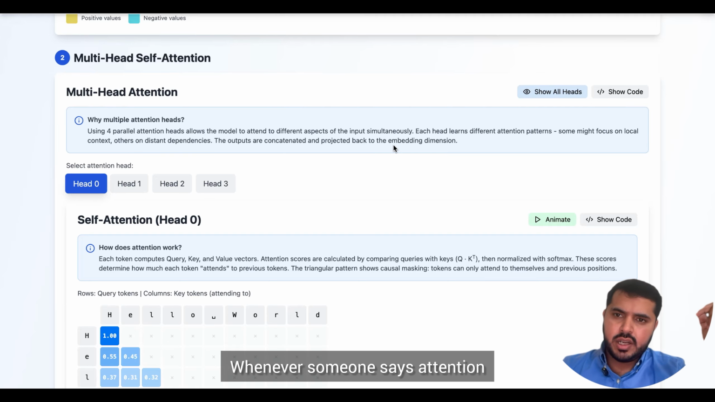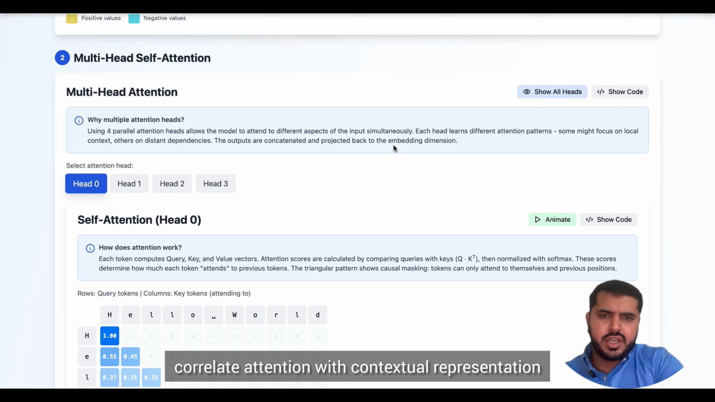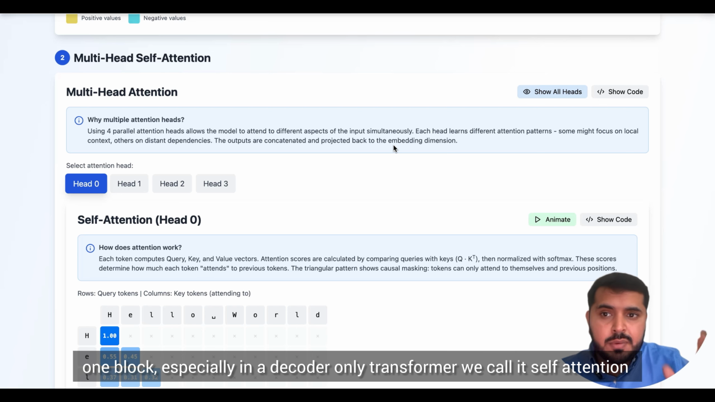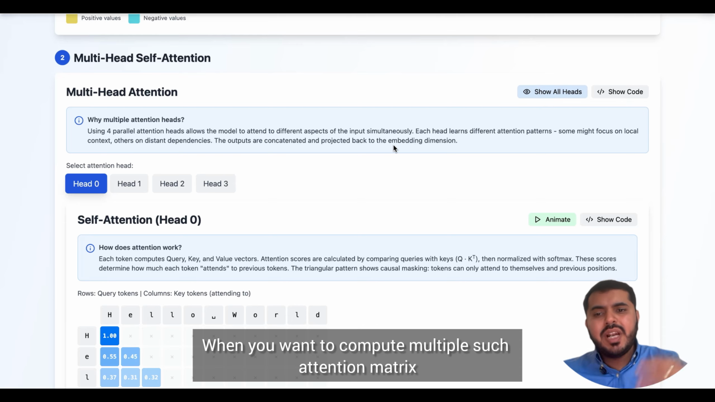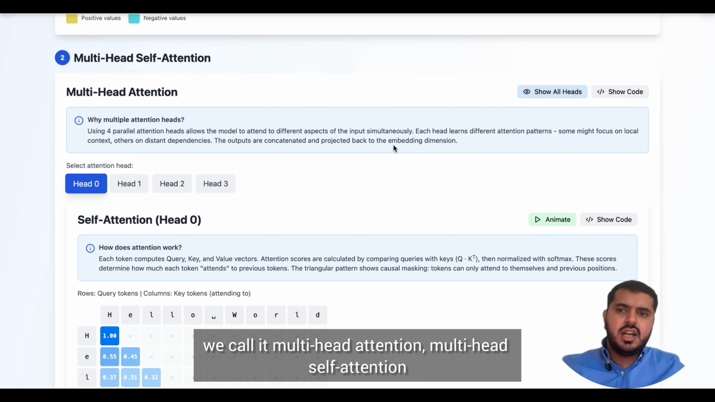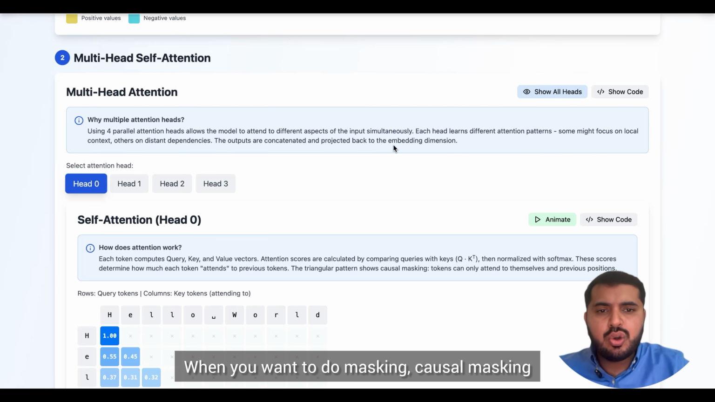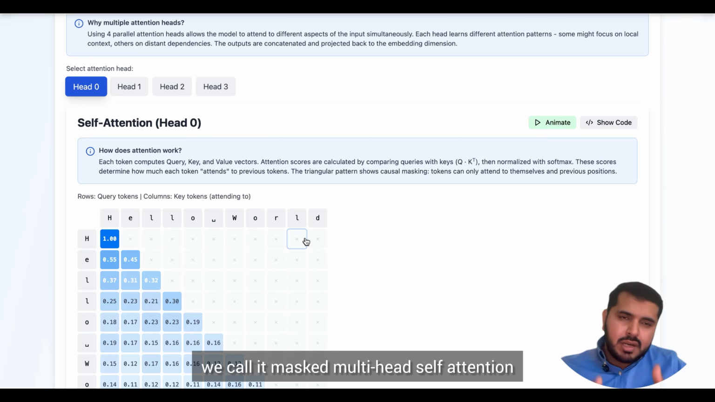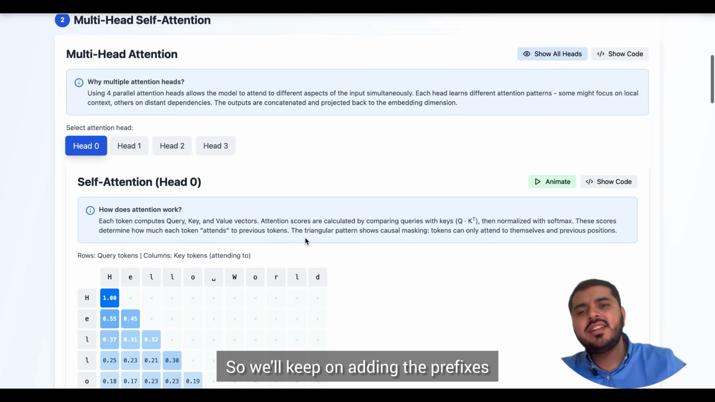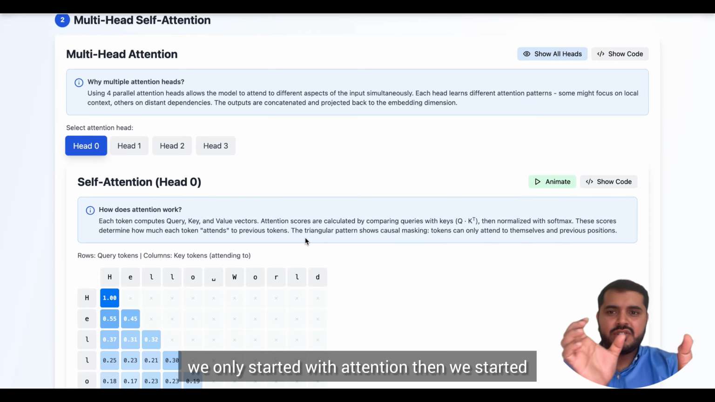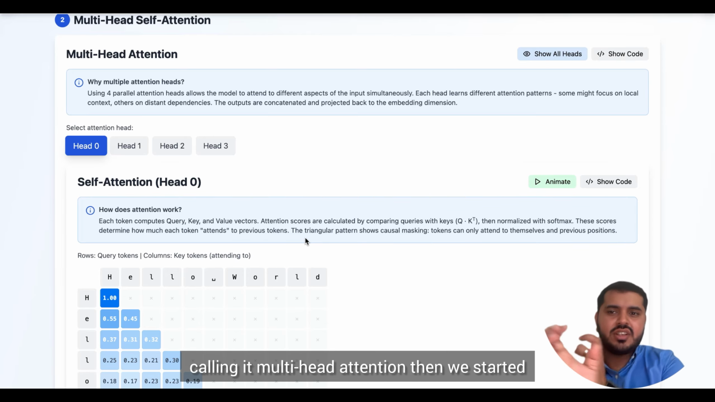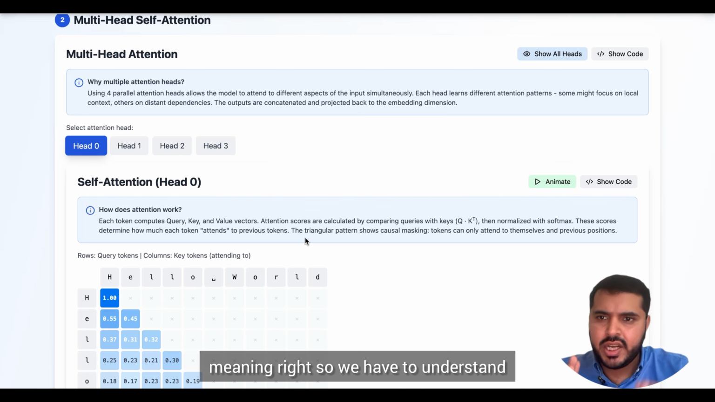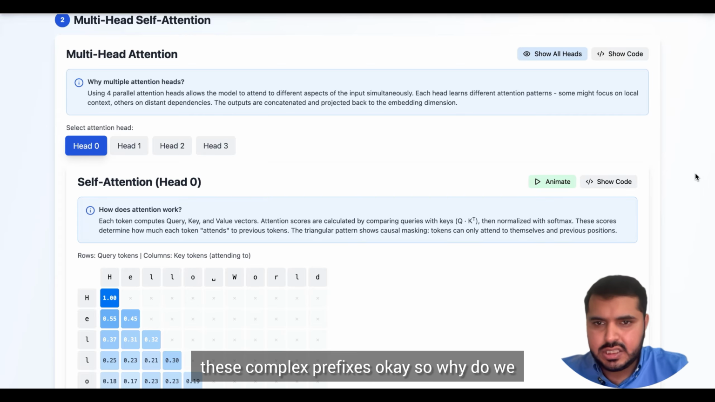Whenever someone says attention, correlate attention with contextual representation, right? Now attention, if it's only happening in one block, especially in a decoder-only transformer, we call it self-attention. When you want to compute multiple such attention matrices, we call it multi-head attention, multi-head self-attention. When you want to do masking, causal masking, that means hide the future tokens, we call it masked multi-head self-attention. Right? So we'll keep on adding the prefixes. We only started with attention, then we started calling it self-attention, then multi-head attention, then masked multi-head self-attention. So all of these prefixes have their own meaning, right? We have to understand that. We don't have to be scared of all of these complex prefixes.